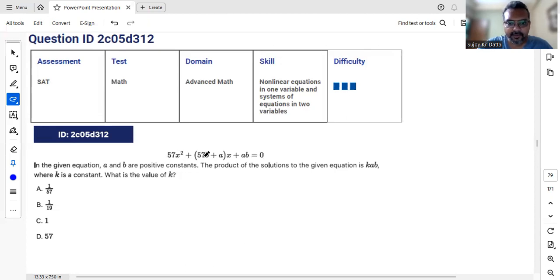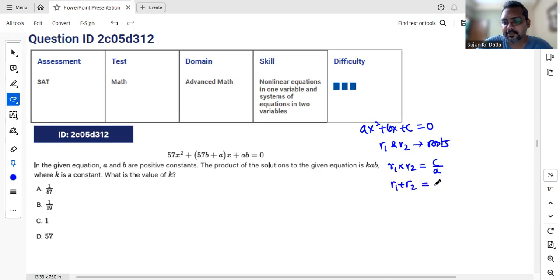So in any quadratic equation, ax squared plus bx plus c, if R1 and R2 are your roots, then the product of the roots is the constant c over a, and the sum of the roots is negative b over a. This is a standard relation which can be easily obtained by factorizing and rewriting the equation in the form of the roots. I discussed this in my lessons.